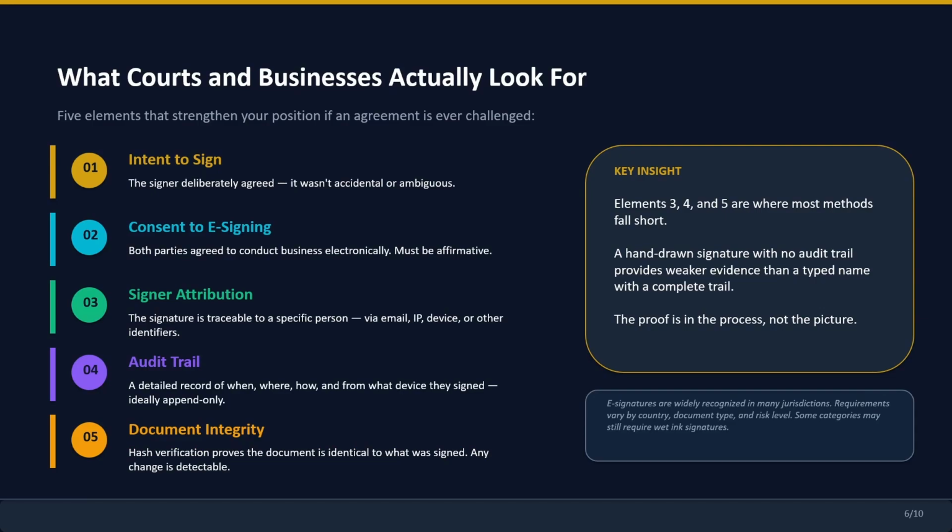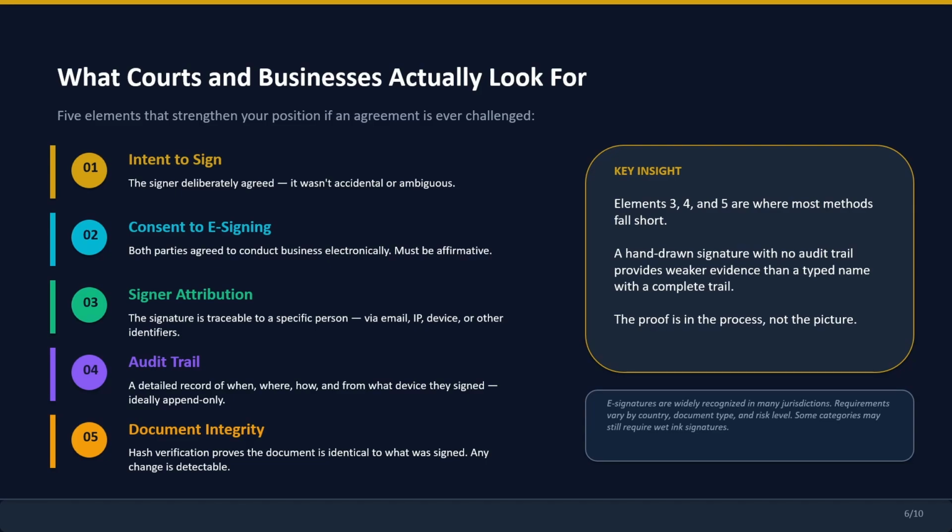So what do courts and businesses actually look for when a signature is challenged? It comes down to five elements that strengthen your position. Number one, intent to sign. The signer deliberately agreed to this specific document. It was not accidental. It was not ambiguous.